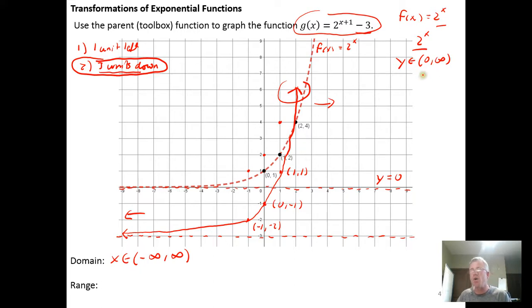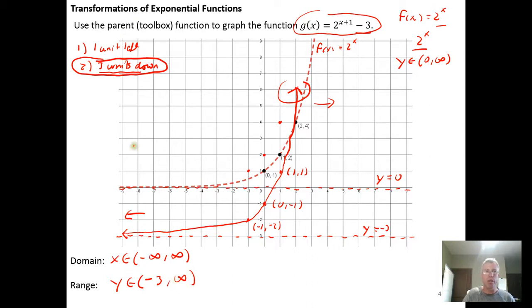So the range always moves vertically. It's identifying outputs. So if a function has a range, that range shifts with the function as it transforms. So we went from 0, we went down 3, so this is going to go down to -3, which is the location of the new horizontal asymptote. So the range of the toolbox function gets shifted. It started at 0, but now it gets shifted down 3 units to a new location.